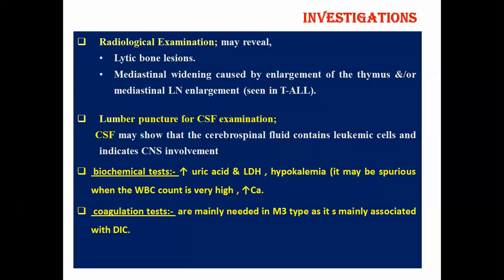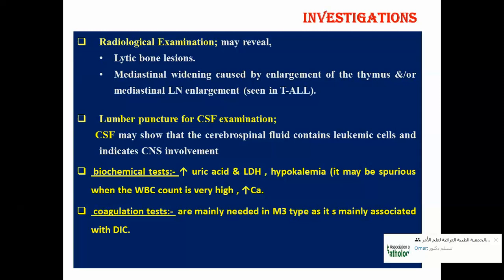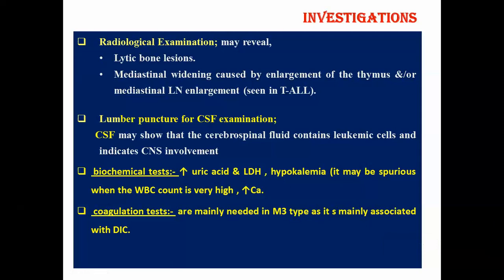Another is lumbar puncture for CSF examination. The cerebrospinal fluid may contain leukemic cells and indicate CNS involvement. Usually I see this in some forms of leukemia, for example acute lymphoblastic leukemia. A patient with acute lymphoblastic leukemia is diagnosed, and then he is suffering from CNS manifestations, severe headache, diplopia, whatever, any signs of CNS involvement, then I suspect that he has CNS dissemination of this malignancy.